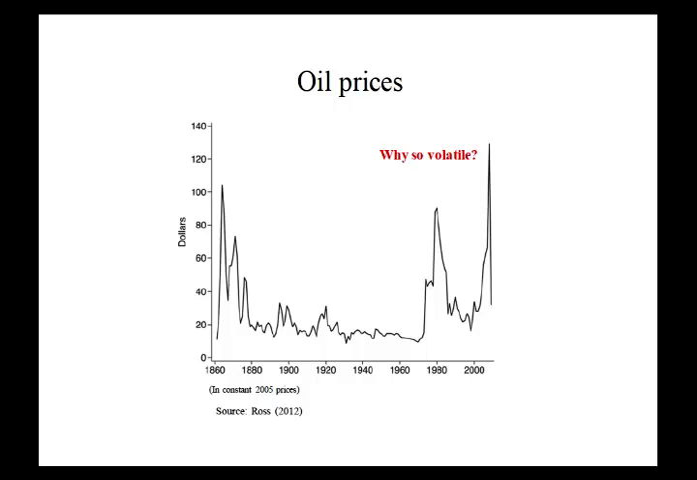OPEC in the 70s doing an embargo on the U.S. Very good. Very good. Why did they do an embargo on the U.S.? Was it because of Israel? Israel? Yeah, Yom Kippur War. Exactly. So Saudi Arabia is a large producer. It has a lot of power on the supply side.